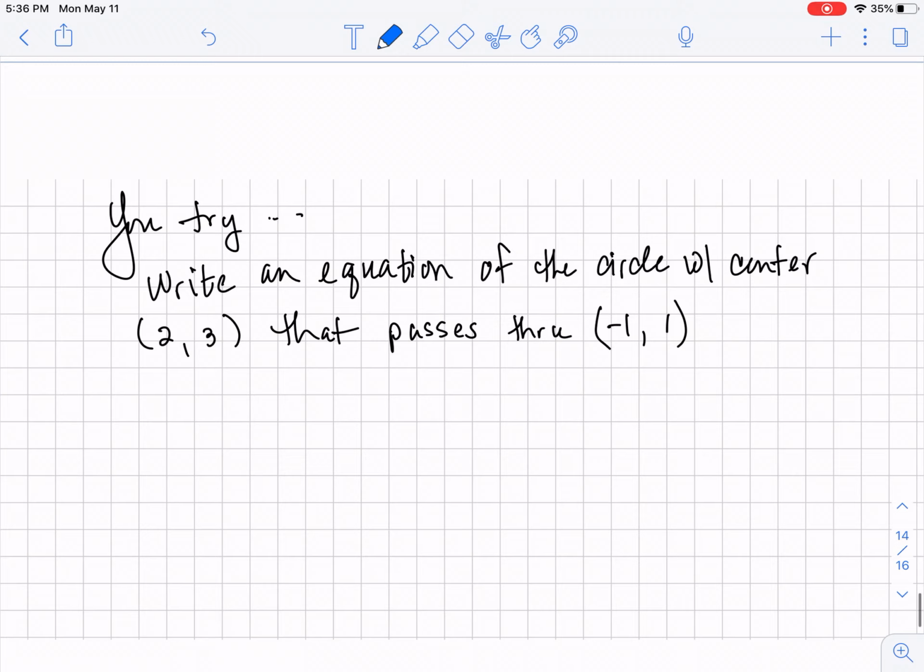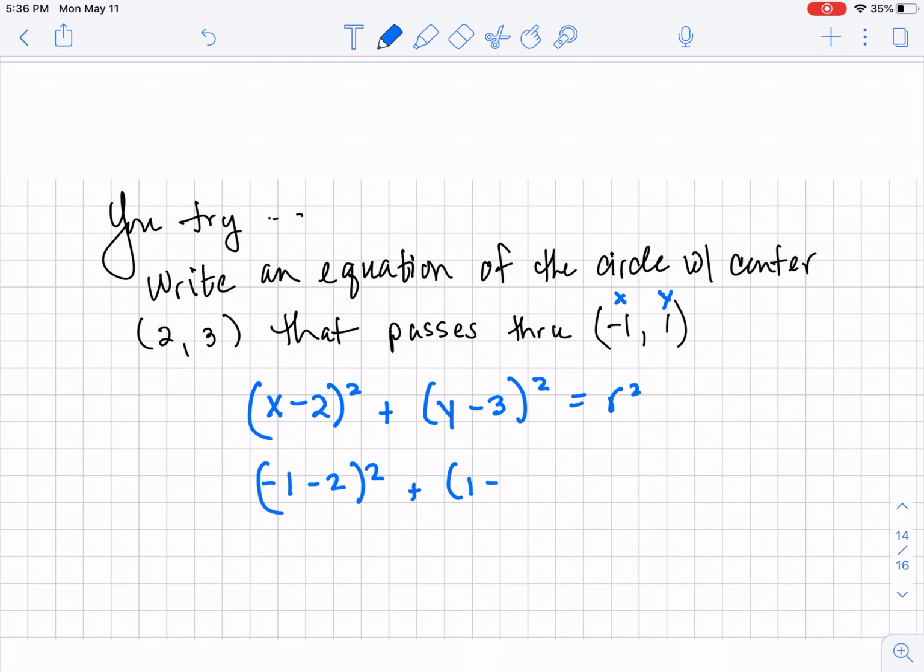Okay, we're back. So if you wanted to do this one, you would do x minus 2 squared plus y minus 3 squared, oops, equals r squared. And I forgot to plug this in for x and plug this in for y. So let's do it. We've got negative 1 minus 2 squared plus 1 minus 3 squared equals r squared. So this would be negative 3 squared plus 1 minus 3 is negative 2 squared equals r squared. So this would be 9 plus 4 equals 13. So r squared, that 13 equals r squared.